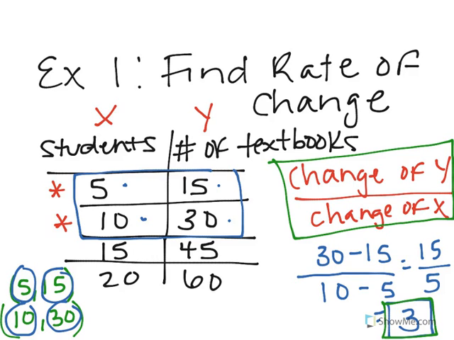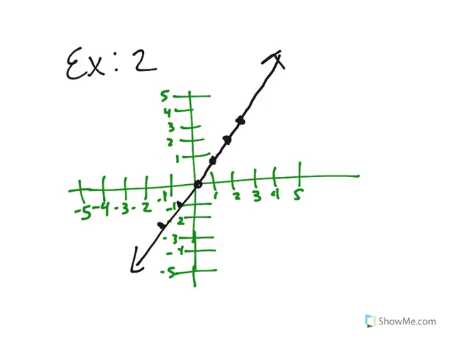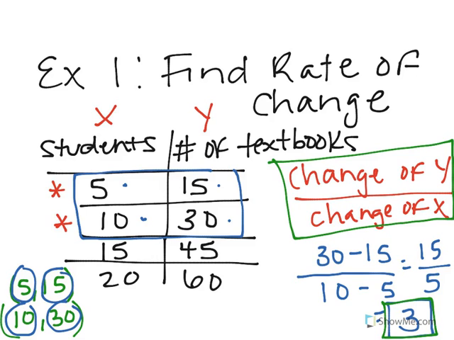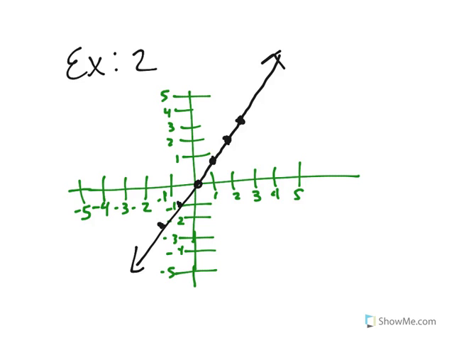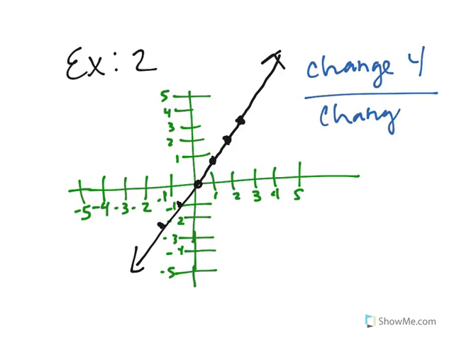So my next example is finding rate of change on a graph. Let's say I'm given this graph and I ask you to find the rate of change. What you're going to do is the same formula as we did in the last problem, where I asked you to find the change of y over the change of x. You're going to be doing the same thing here. So let's remember change of y all over the change of x. I'm going to pick any 2 points I want.